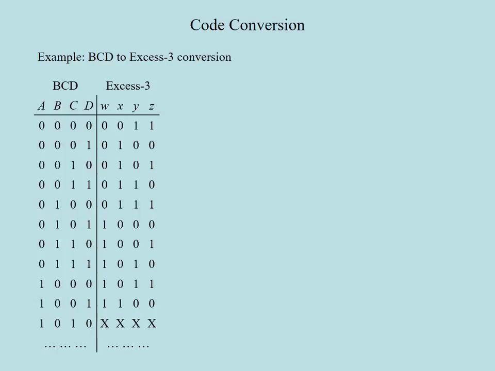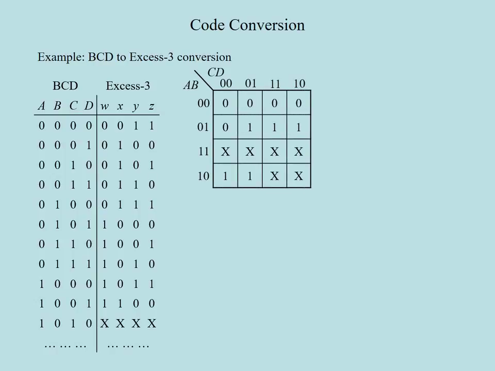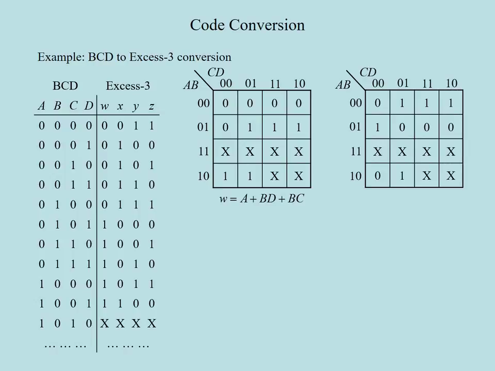Let us start simplifying the output by Karnaugh maps. This is the map for W. Taking all don't care conditions as 1, W can be simplified as A or BD or BC. To simplify X, we'd better use the don't care conditions of the 10th, 11th, and 12th minterms as 1 and the others as 0, so that X can be written as B'D or B'C or BC'D'.